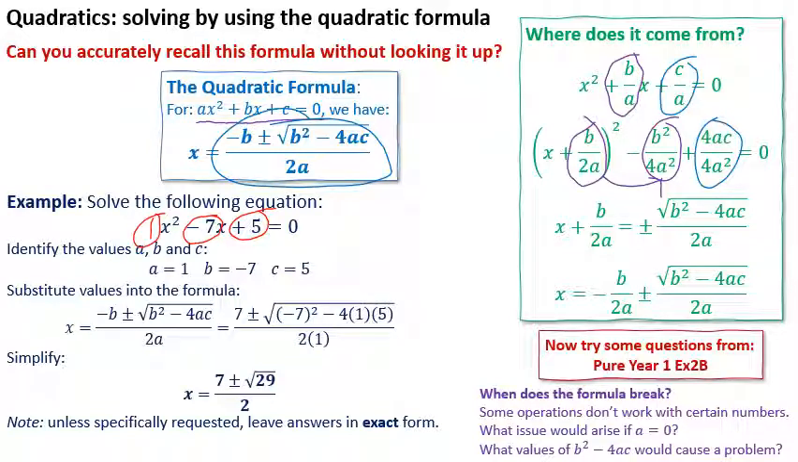Now you can have a go at some questions from exercise 2b, going back a bit in the book to before the completing the square section, because I think it makes a little more sense to use the formula after we know where it comes from.